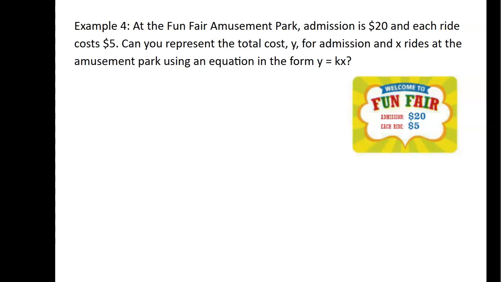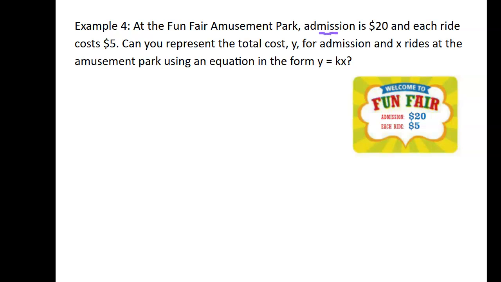So this is kind of different than what we had before. We have some information. We have both of them being cost, but I want you to notice there's two different kinds of cost. There's the cost to get in, the admission cost, and then there's the cost for each ride. So the cost for each ride means it's $5 per ride. Well, if you can hear it in the name, that's a unit rate. So $5 is the unit rate. So then what's the $20?